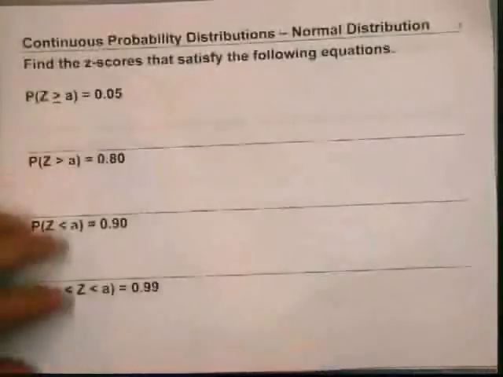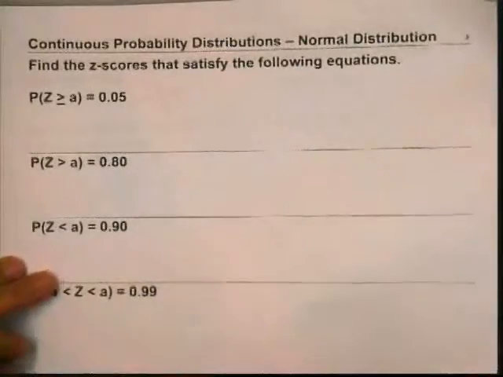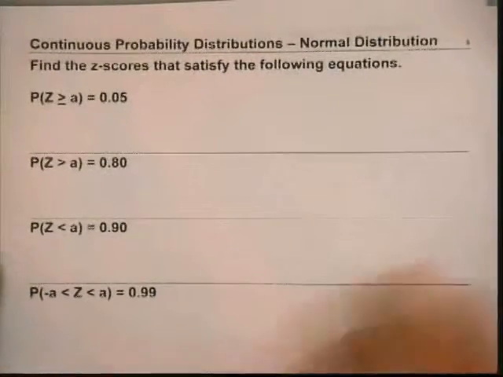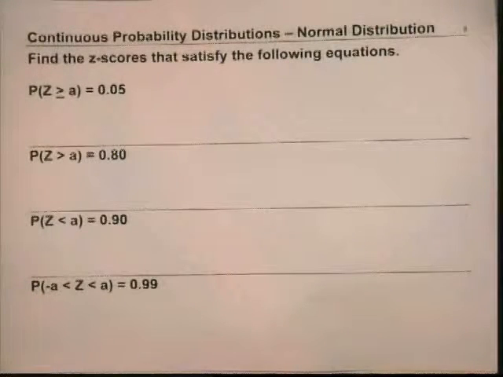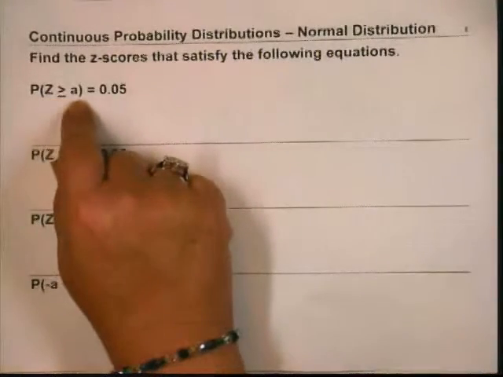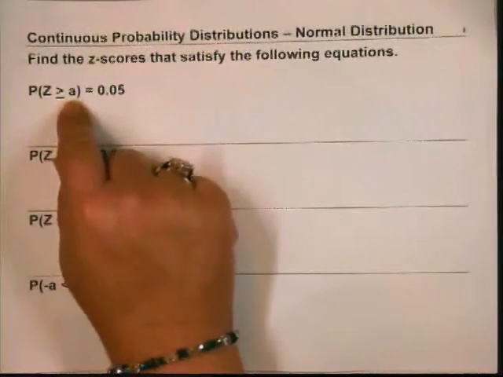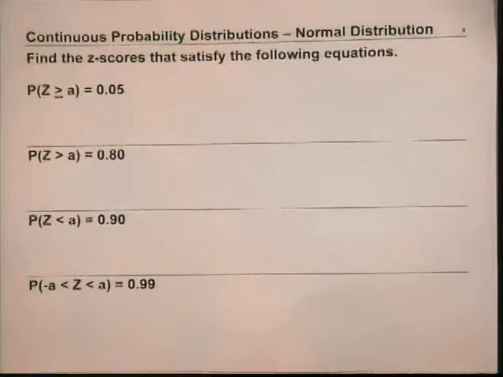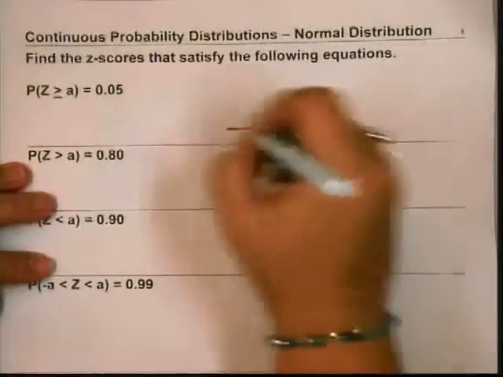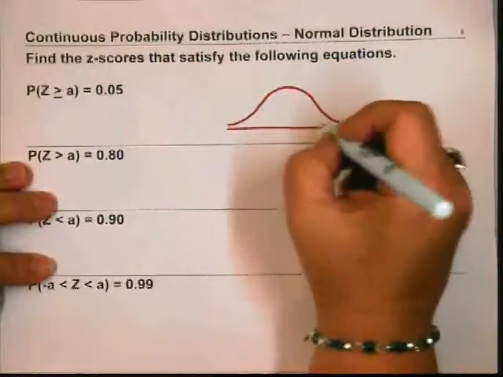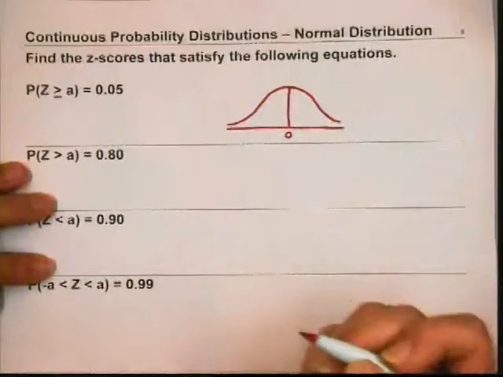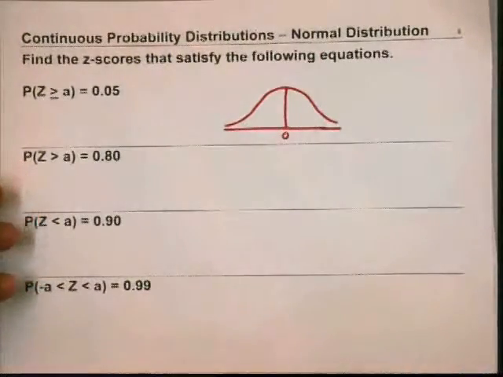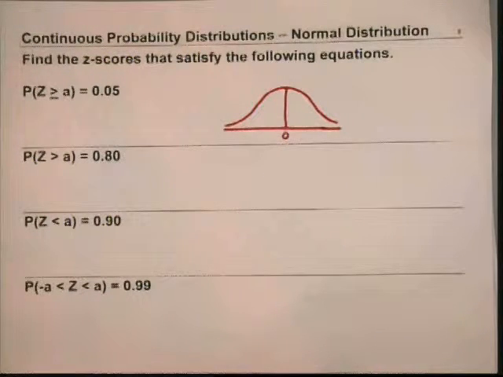Okay? So the next question is, well, then do it backwards. If you know the probability, what's the z-score? So if we know that z greater than a, the right-hand area is 0.05, what is a? So this means our picture, if the right-hand area is 0.05, with respect to 0, where is the value of a? To the right or to the left? Has to be to the right, doesn't it?